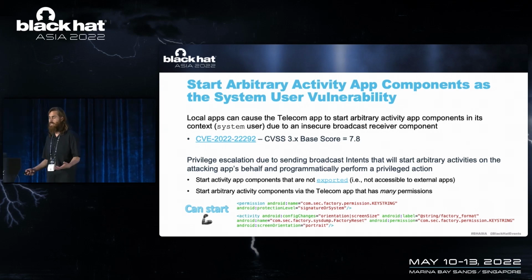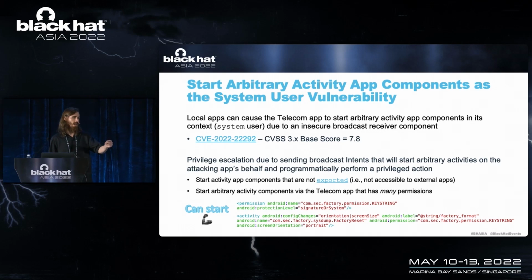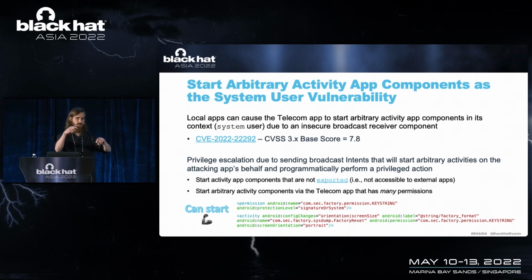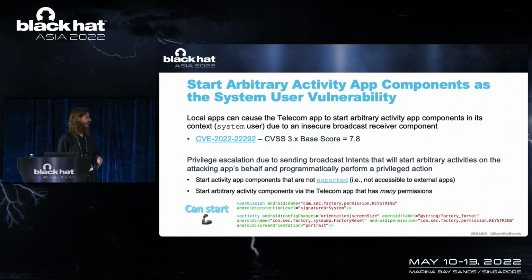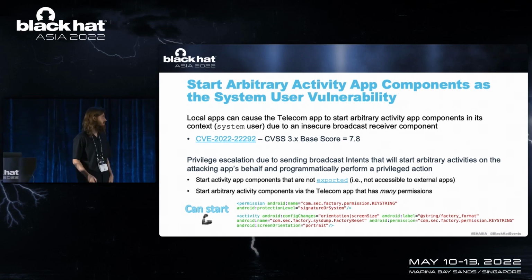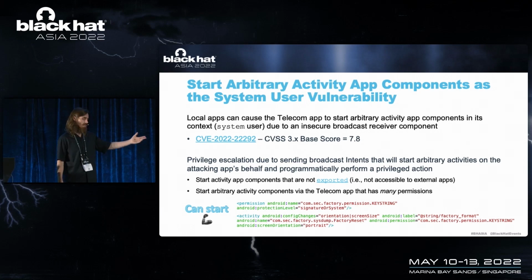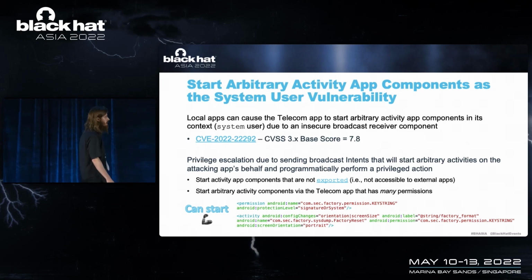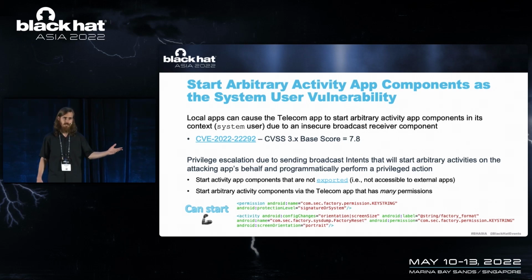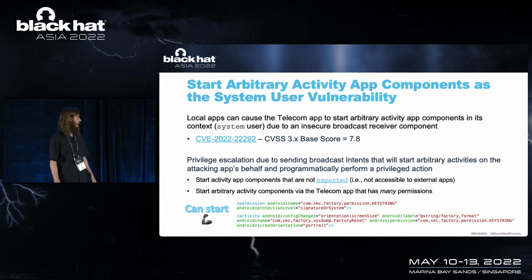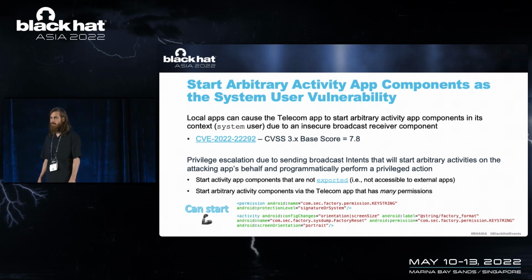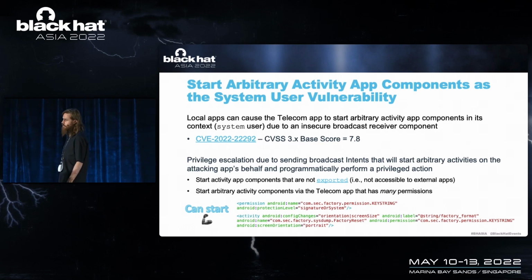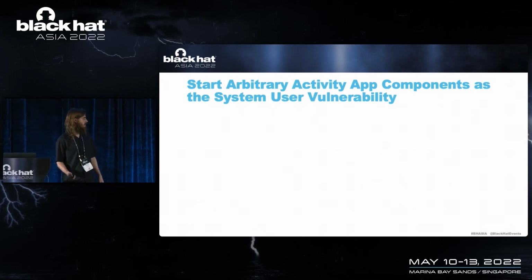And the goal would be privilege escalation by a local application using an insecure application that's privileged, having it perform actions on its behalf, which it does not have the permissions or capabilities to do. And using this, since the Telecom app is running as system, it can start activity application components which are not exported. And when an application component is not exported, it cannot, in the general case, be started by other applications, although it's running as a system user, so it's considered part of the system. And the Telecom app has a large amount of permissions that are granted to it, so it's quite privileged.